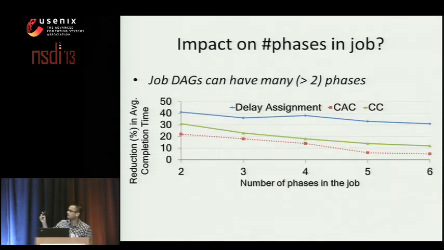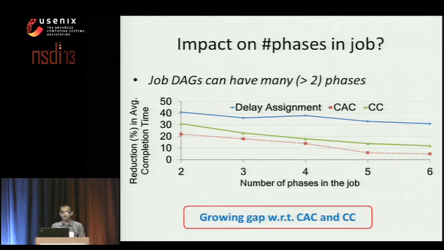This graph plots how the benefits compare for the delay assignment, CAC and CC as the number of phases in the job increases. Not only are the benefits with delay assignment reasonably steady, but there's also a growing gap with respect to the other two delay extremes, which only emphasizes the value of picking this delay dynamically.